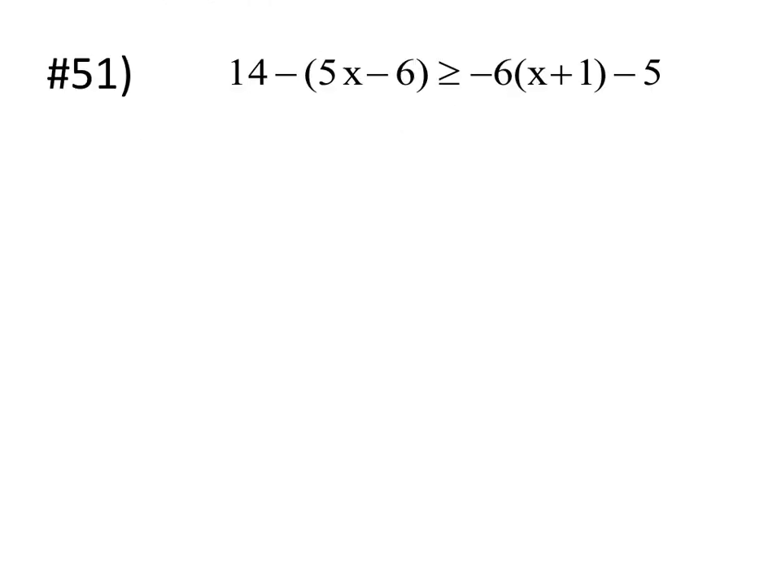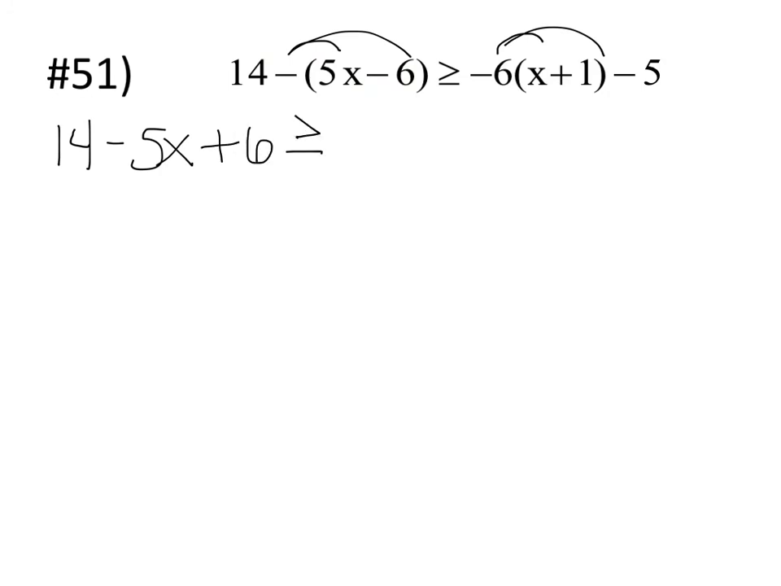All right, last one here. We're going to distribute here and distribute here. So we have 14 minus 5x when we distribute that negative to the 5x. And then negative to negative 6 gives us positive 6. Is greater than or equal to negative 6x minus 6 minus 5. Negative 6 times x is negative 6x. Negative 6 times 1 is negative 6.